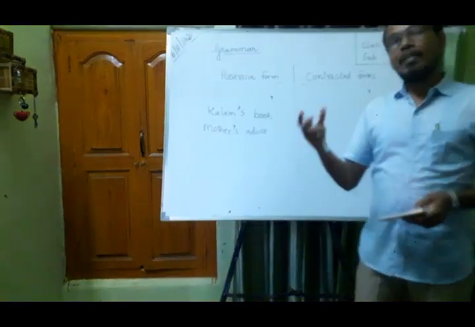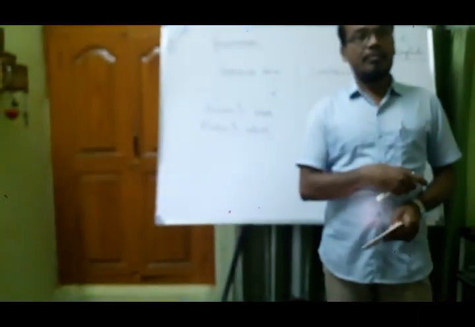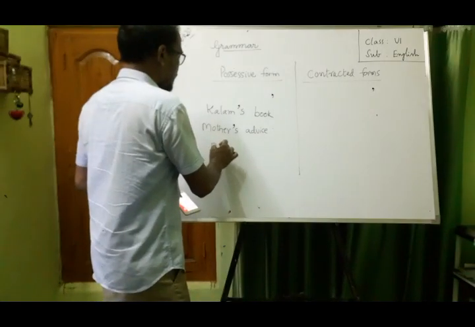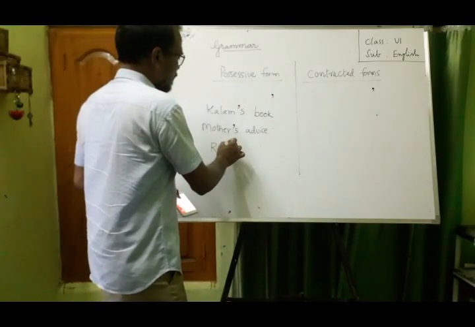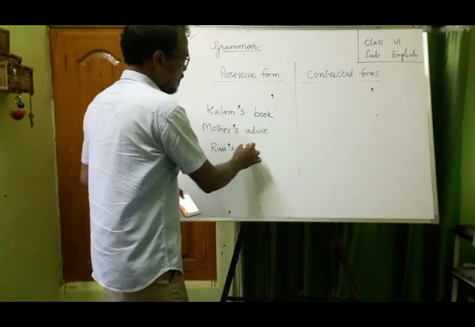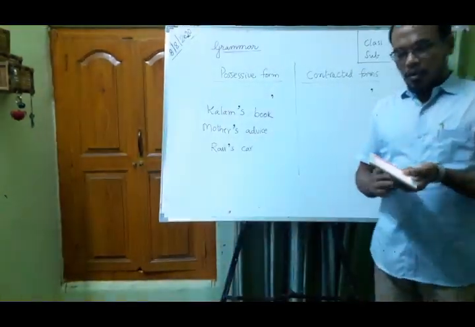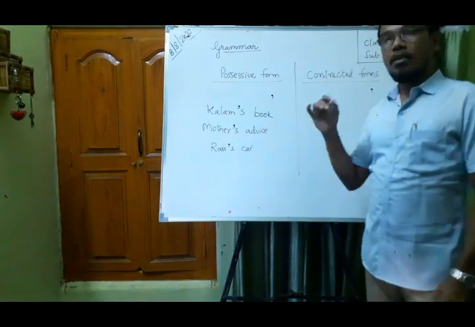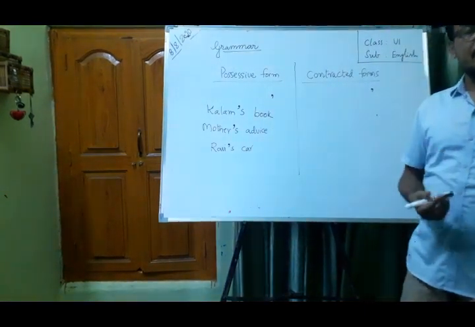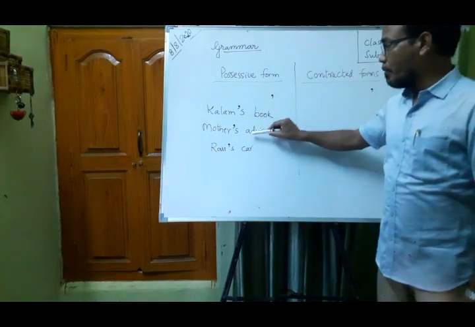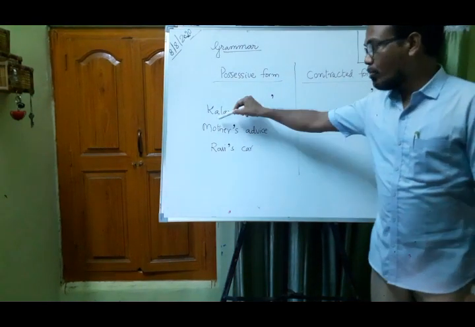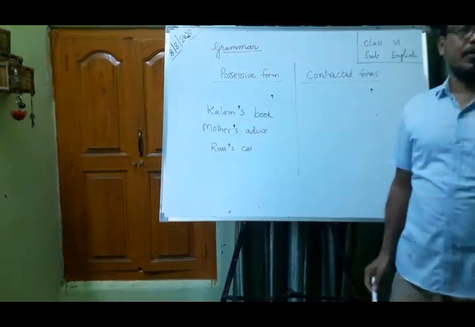Now write the same example using the possessive form. How can you write it? It is Ravi's car. Did you understand? So in these two examples, what do you understand? Simple. These objects belong to these persons.